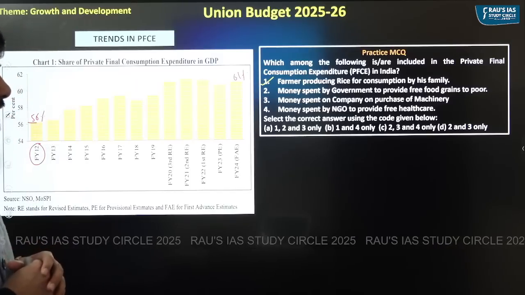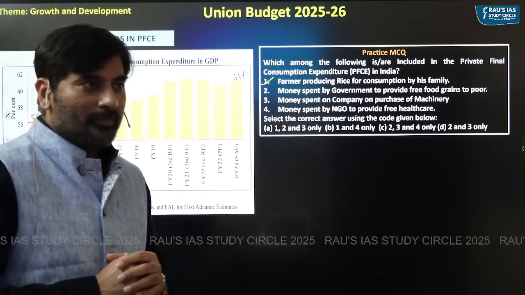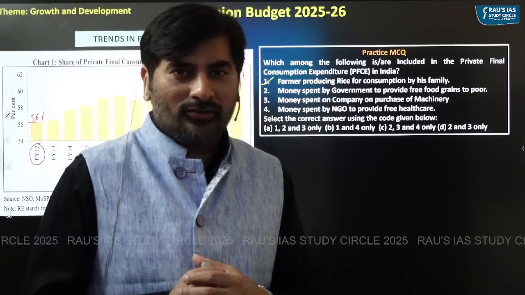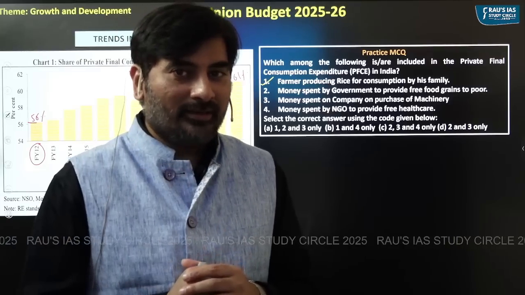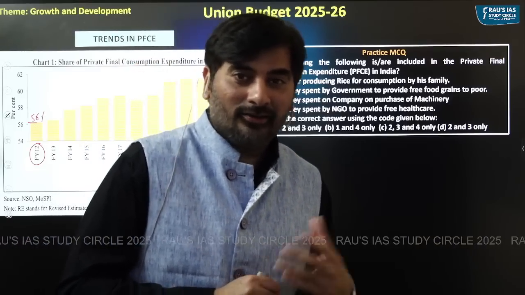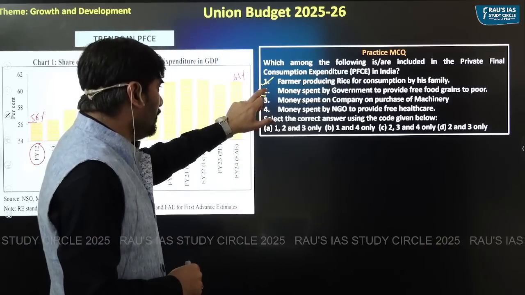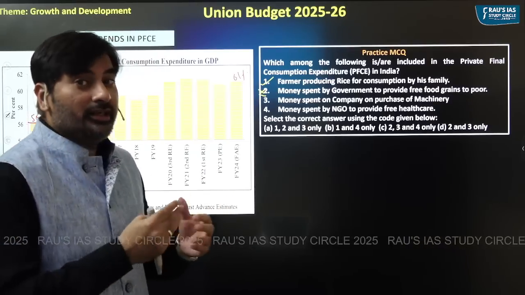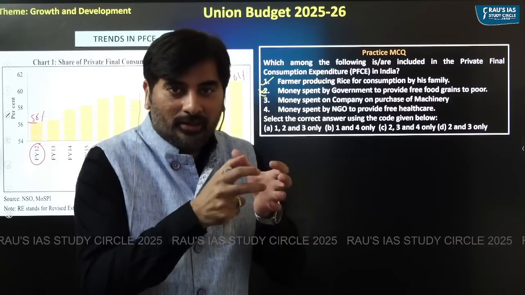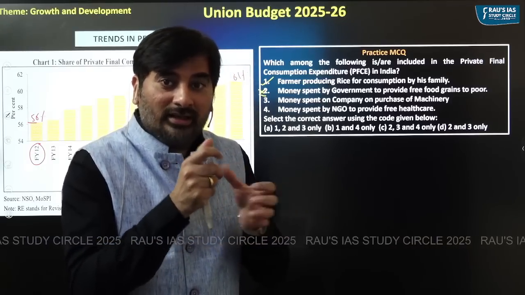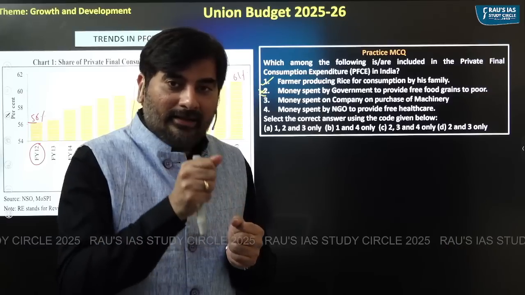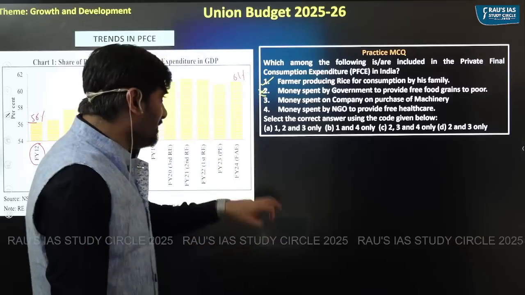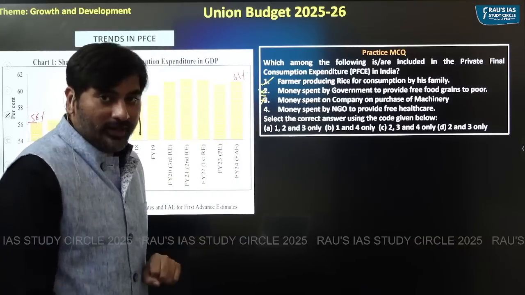Money spent by the government to provide free food grains to the poor. Obviously, it's an expenditure, no doubt about it. But is it an expenditure by the households or is it expenditure by the government? It is expenditure by the government, right? So it will not get accounted in the household expenditure. Money spent by the company on purchase of machinery. If the company is purchasing machinery, it is not consumption expenditure. Rather, it will be called gross capital formation, investment.